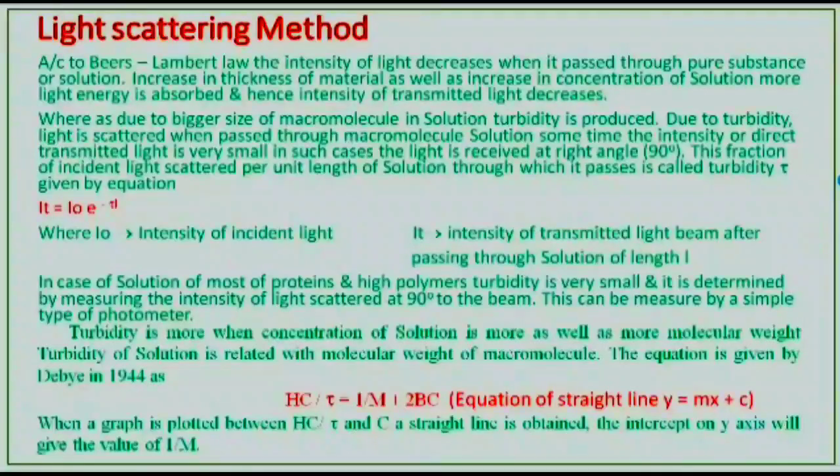In case of solution of most of protein and high polymer, turbidity is very small and it is determined by measuring the intensity of light scattered at 90° to the beam. Turbidity is more when concentration of solution is more, as well as more molecular weight. So turbidity of solution is related with molecular weight of the macromolecule.